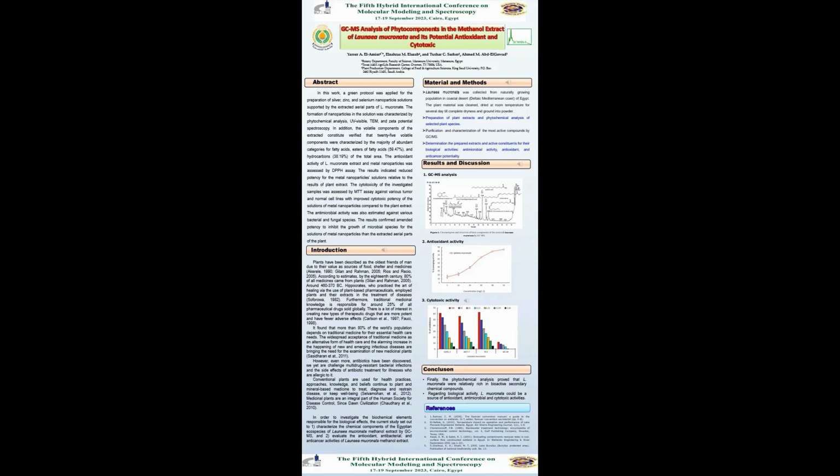Based on the IC50 values, the aqueous extract of Launaea mucronata has an antioxidant activity of 31.70 mg per milliliter. Cytotoxic activity: the significant cytotoxic potential of Launaea mucronata, with IC50 values of 59.54 micrograms per milliliter for HepG2 cell lines, 72.47 for MCF7 cell lines, 59.90 for PC3 cell lines, and greater than 100 micrograms per milliliter for normal cells.